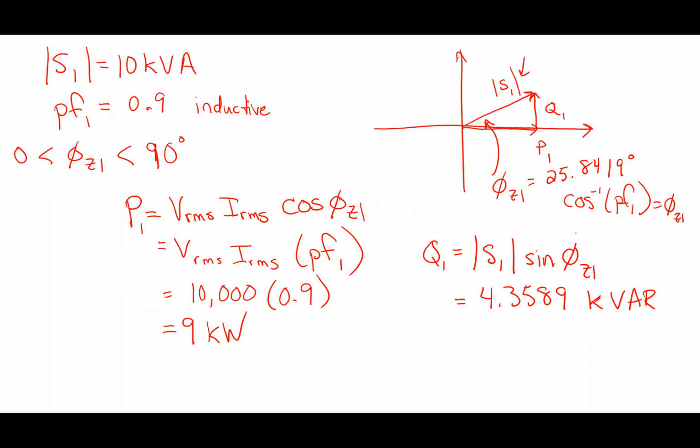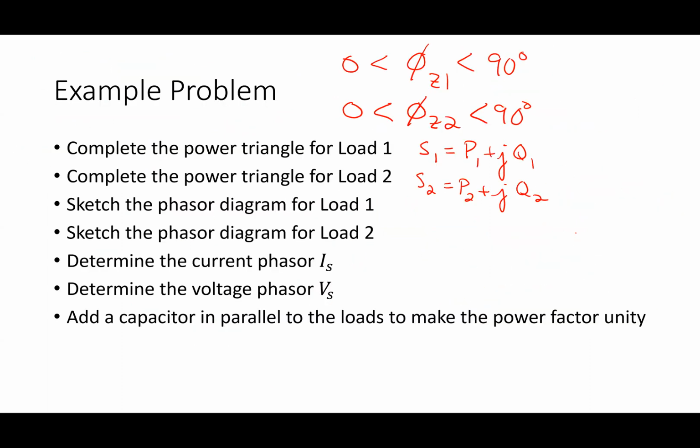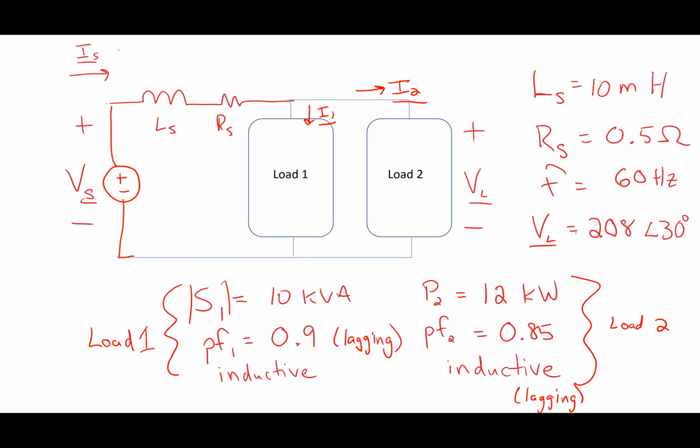Okay. So I had one other step here. Add a capacitor in parallel with the loads to make the power factor unity. What the heck am I doing? So what am I trying to do? I know that these two loads in parallel must be inductive because if I look at it, they're both inductive, right? So combined, they're not going to become capacitive when I add them together. If I put a capacitor in parallel with those things, in other words, I slap a capacitor in parallel with the two loads.